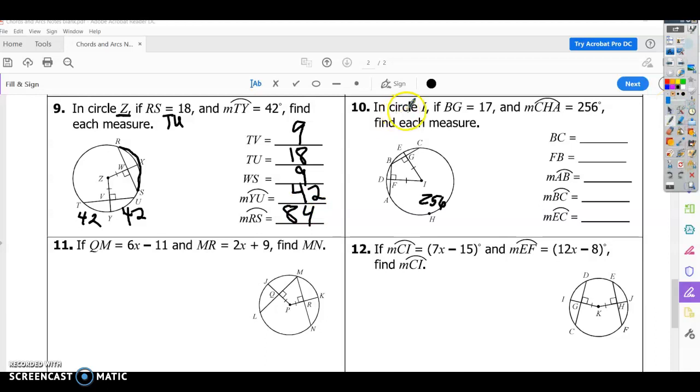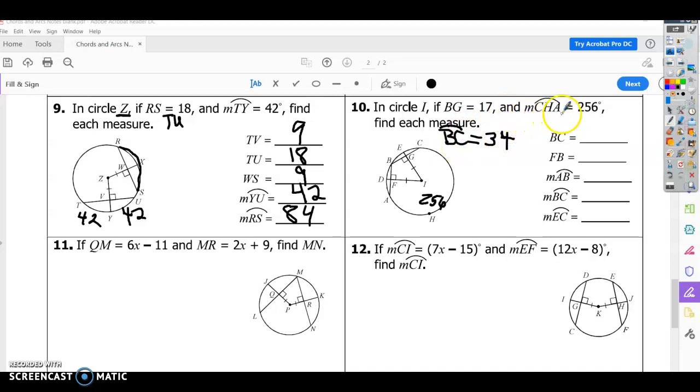All right, for number 10 in circle I, if BG, so BG is the half of this arc, is 17, that would mean the whole arc would be twice that. So we know the whole arc, like BC, or the whole distance from BC would be twice 17, or 34.